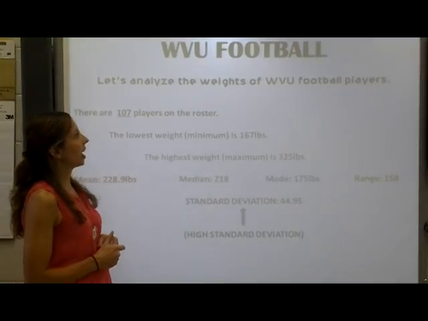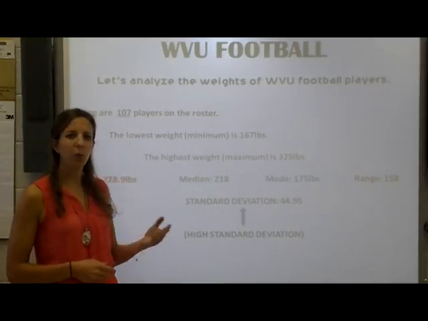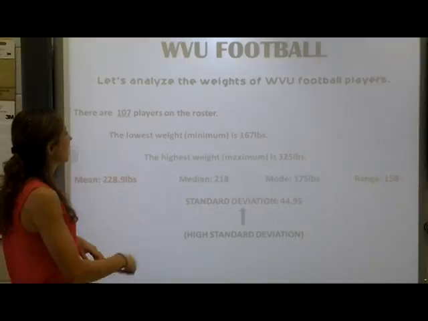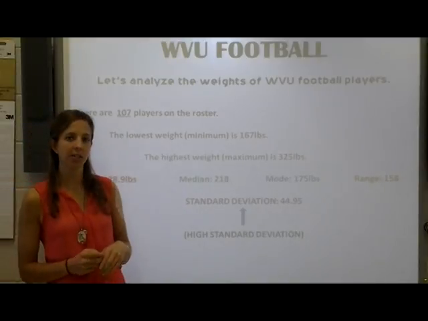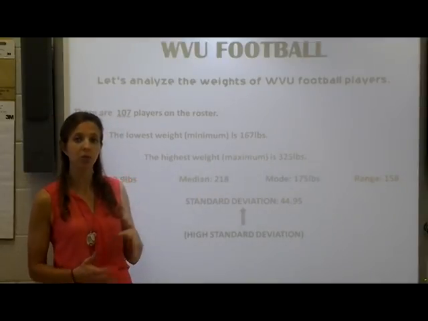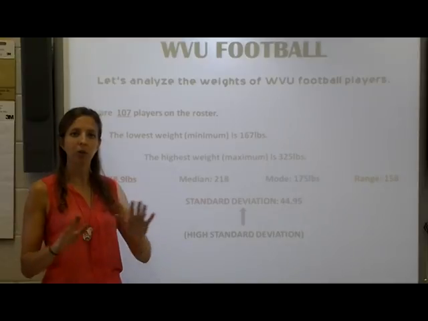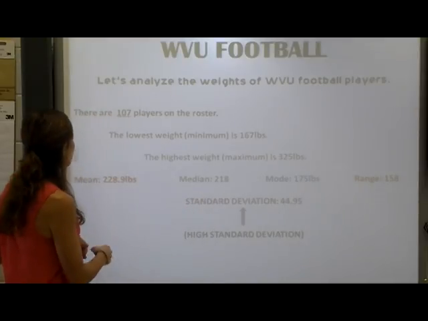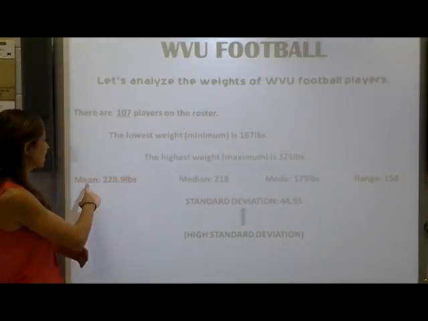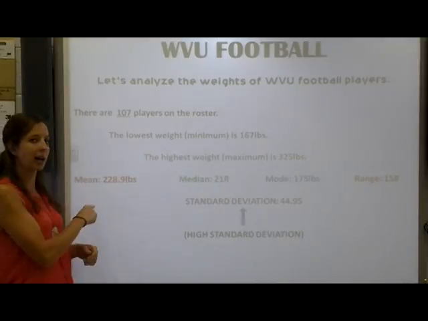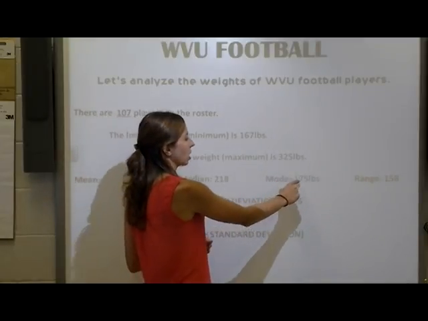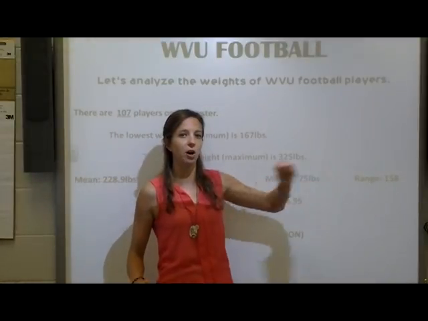So if we again analyze WVU football, we're going to take a look at the weights of our players. We found that there are 107 players on the roster. The lowest weight on the team is 167 pounds. The highest weight is 325 pounds. So there's a good variety between the difference in their weights. If we do our calculations that we just discussed, our measures of central tendency, we'll find that our mean is 228.9 pounds. The median is 218 pounds. The mode is 175 pounds, and we have a range of 158.